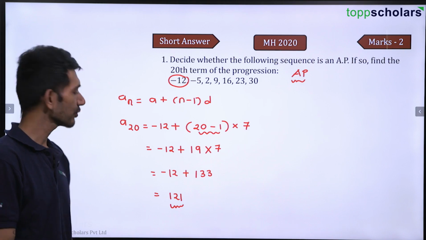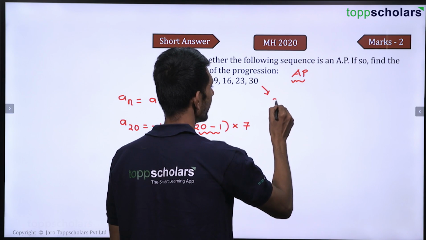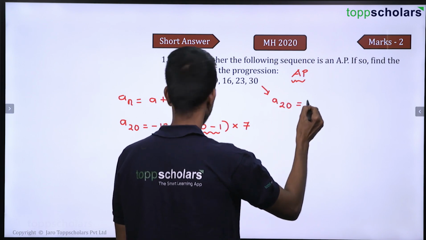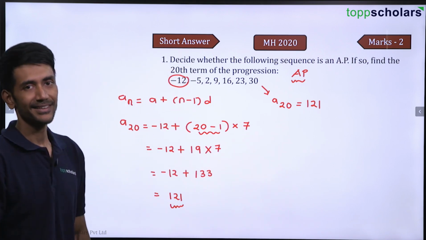I hope you are understanding this question. Very simple. We are supposed to find out the 20th term, that is given by A20, and we know that A20 now is 121. Simple, easy. Let's continue.